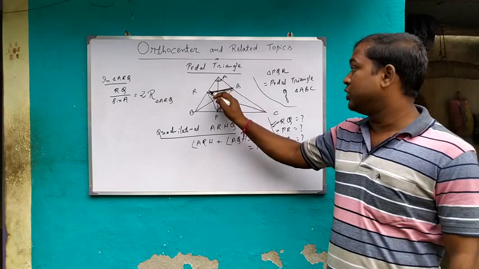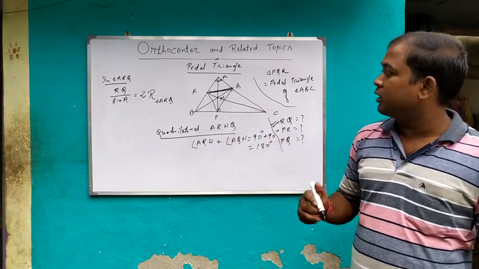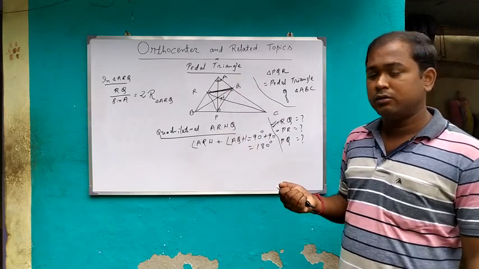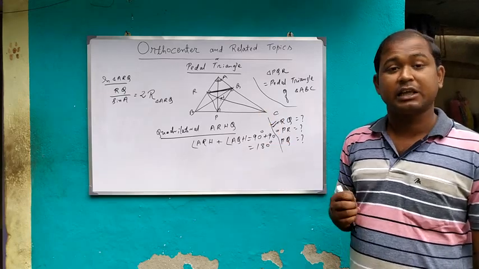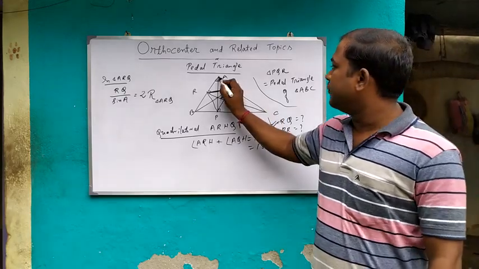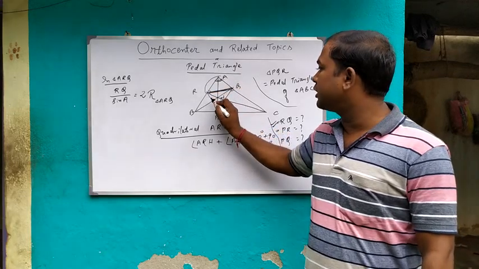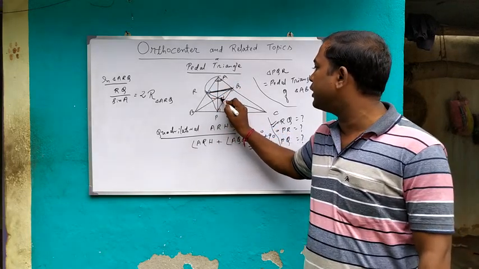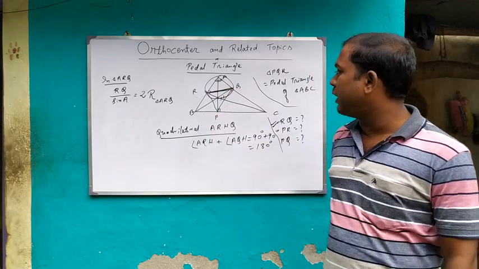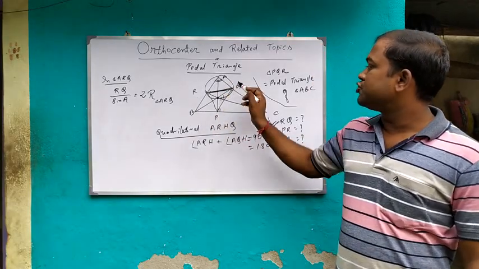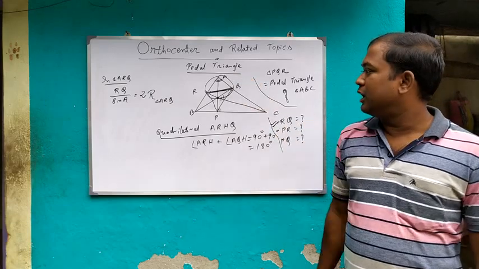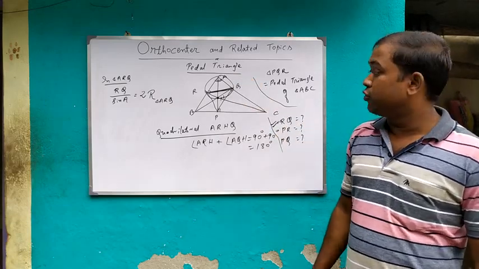So since the opposite angles are supplementary, what is this quadrilateral? This quadrilateral is a special kind of quadrilateral. It is a cyclic quadrilateral. So basically, a circle can be drawn joining these 4 points ARHQ.